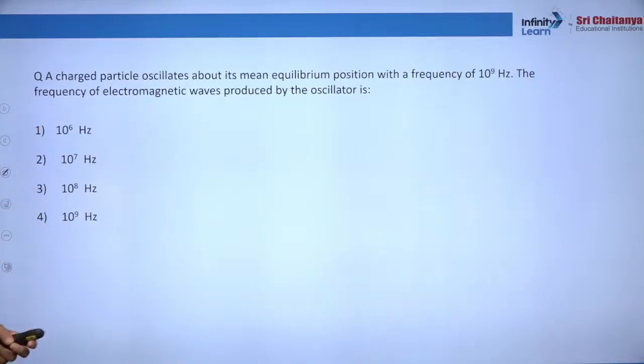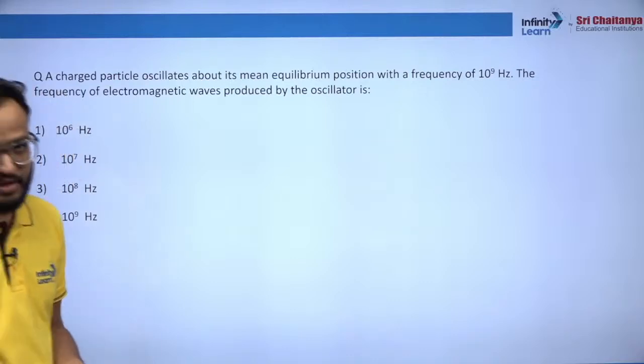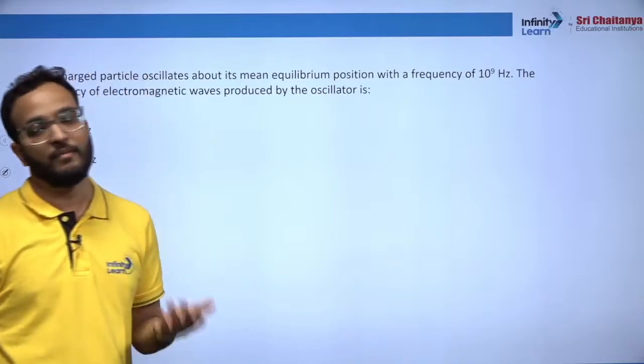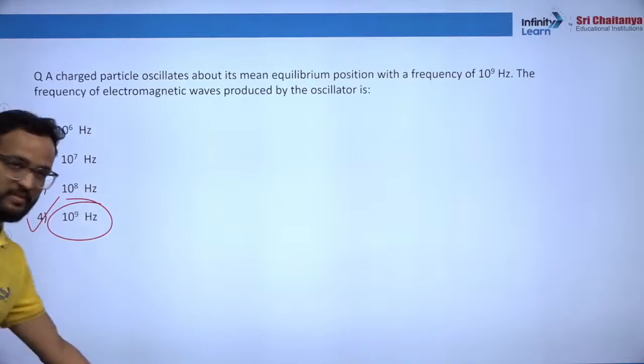Anyways, a charged particle oscillates. See, the frequency with which the charge is oscillating is also the frequency with which the electric field or magnetic field is produced. So I guess the answer will be 10 to the power 9 hertz only, right?